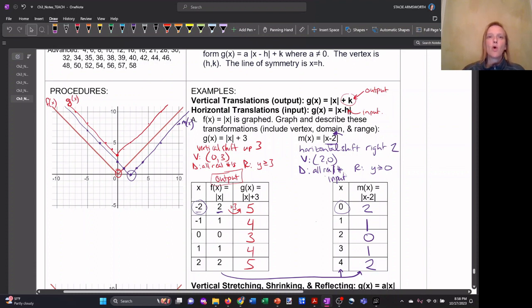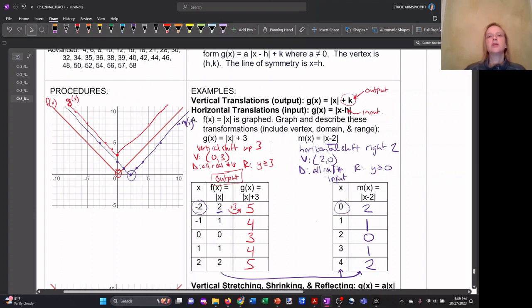So that's how we do translations. Of course, if we wanted to have a shift to the left, we would need to have a positive number being added here. So like the absolute value of x plus 3 would give us a shift to the left of 3. And if we wanted to have a shift downward, we would have the absolute value of x minus some number, like 2.